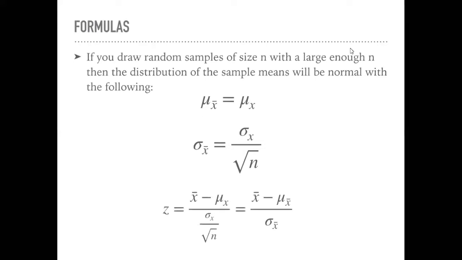Really, the big thing to keep in mind here as you're looking at this is these first two. Your mean stays the same, your standard deviation changes. It becomes the standard deviation divided by the square root of n.